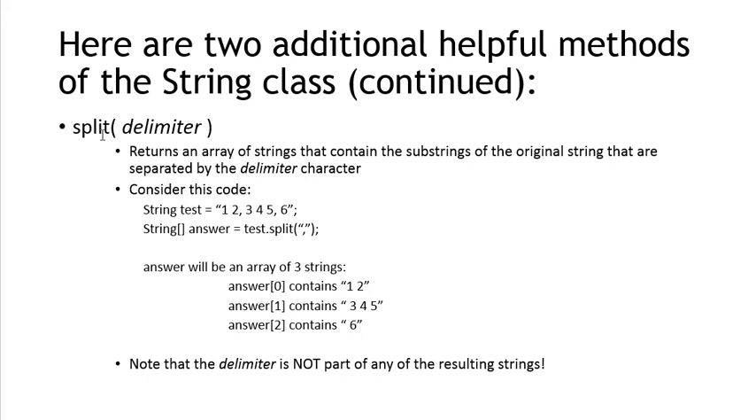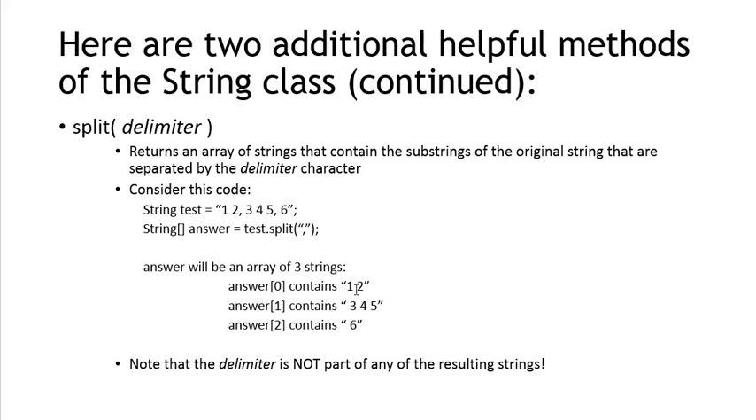And the result of the split method is interesting. It's an array of strings, one string for each substring that is delimited by the character that we specify. So here's an example, the string test. If I have 1 space 2 comma space 3 space 4 space 5 comma space 6, and I split on the comma, notice that there are 2 commas, so that means there are 3 strings. What's before the first comma, what's before the second comma, and what's after the second comma.